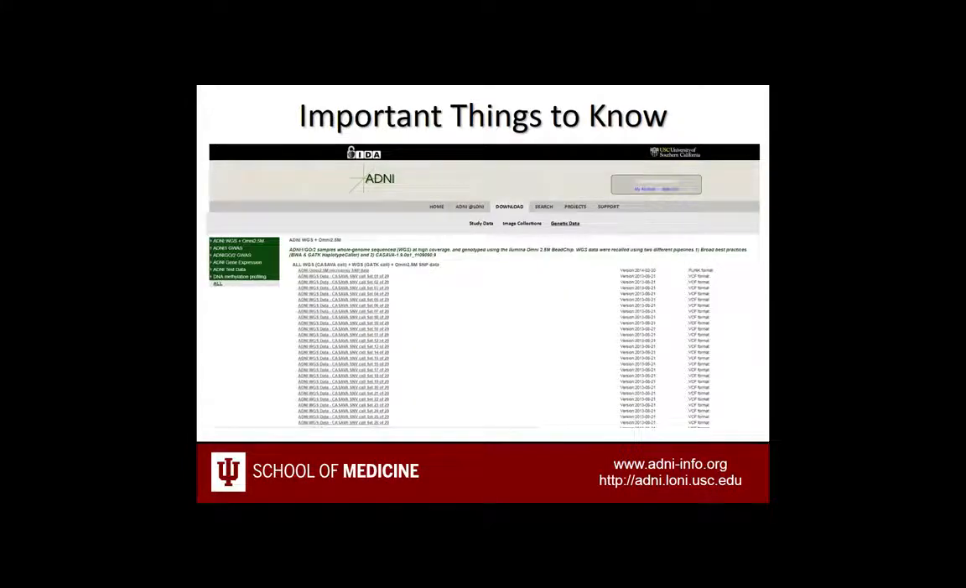And this is the genetic data, so you go to download genetic data. And this will give you the genotype data as well as some of the more limited files that are associated with it. They did both whole exome sequencing and whole genome sequencing on subsets of the cohort.